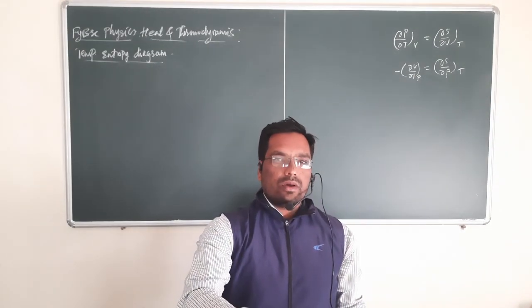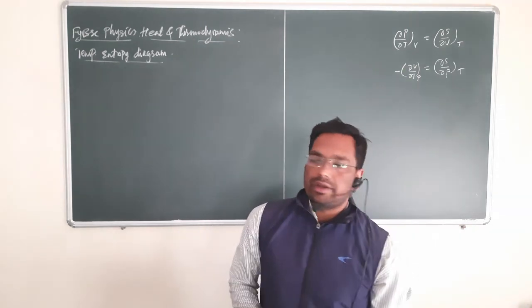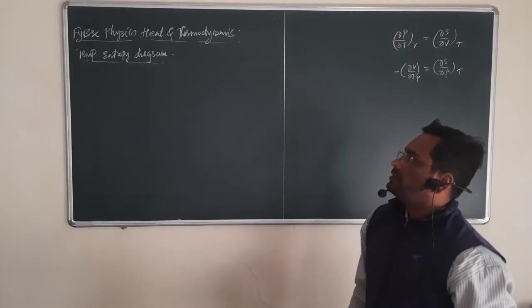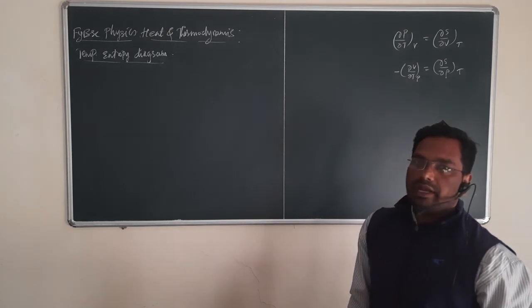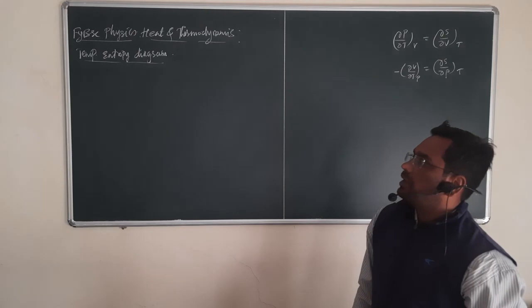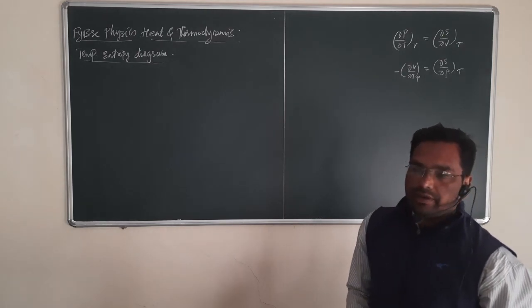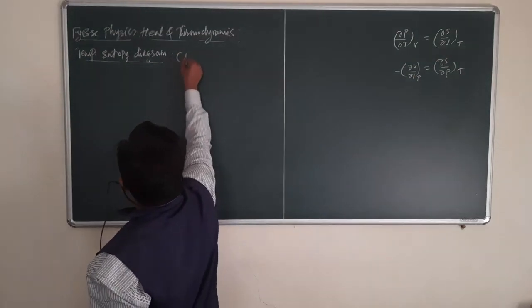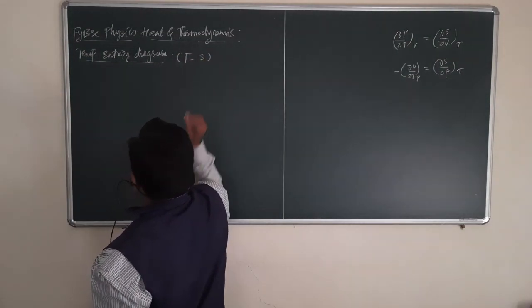Now we are going to study the next point of our chapter number 2, which of course is heat and thermodynamics. In that chapter, the next point is the temperature entropy diagram. This diagram is also known as the TS diagram.